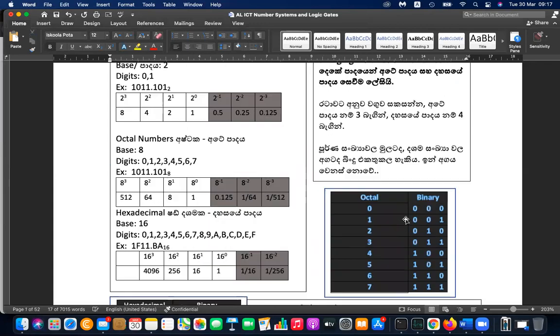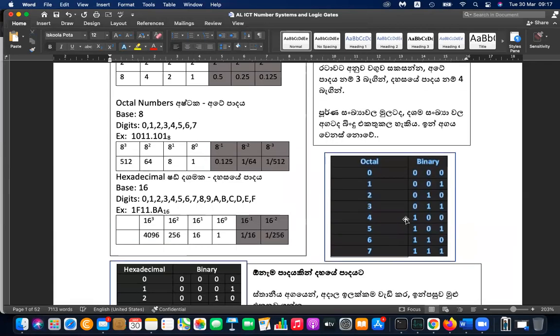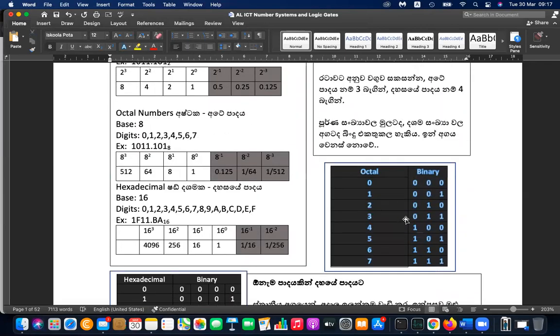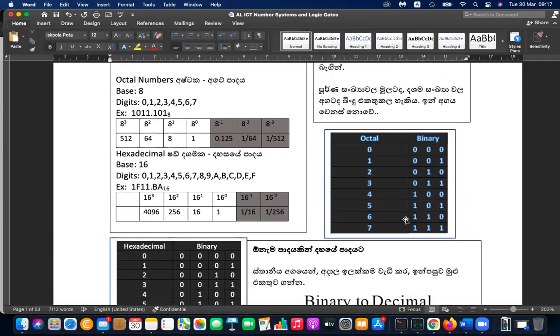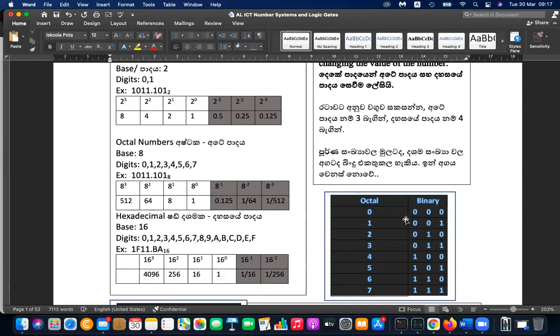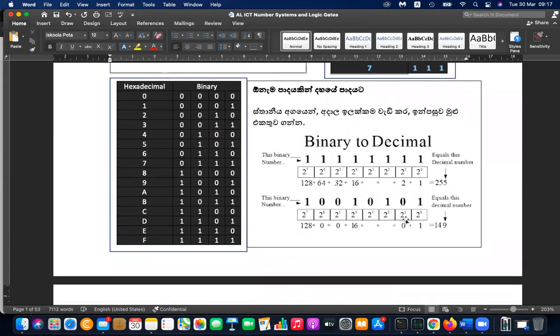So this is a summary actually. This is a summary, and just see how you convert from any number system to decimal.